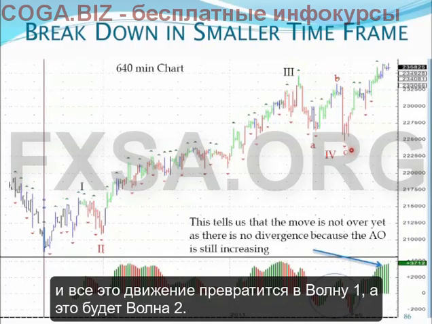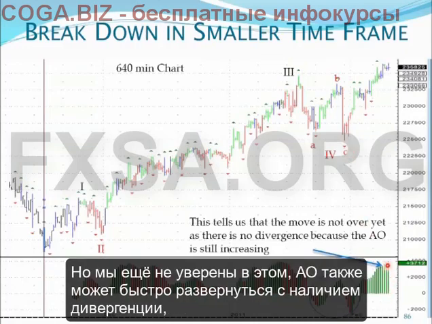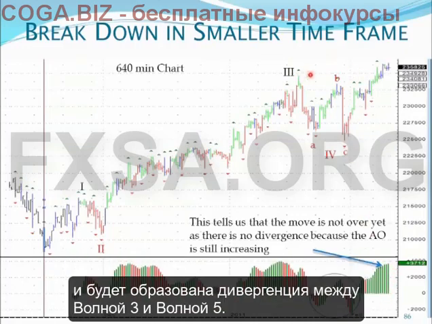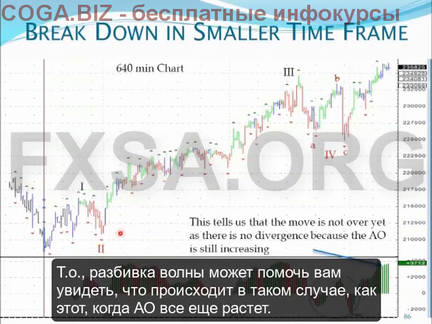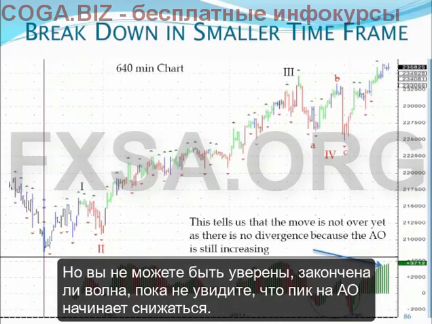This is a wave 2. But we're not sure yet. This also could turn quickly, have divergence, and create divergence between wave 3 and wave 5. So breaking down the wave can help you see what's happening. In a case like this where the AO is still increasing, you're not going to be sure if that wave is complete yet until you start to see the AO peak turn around.